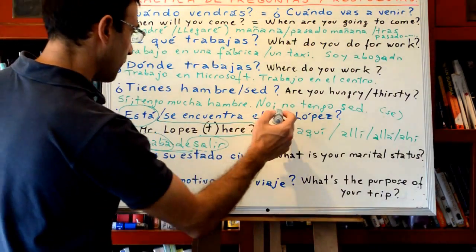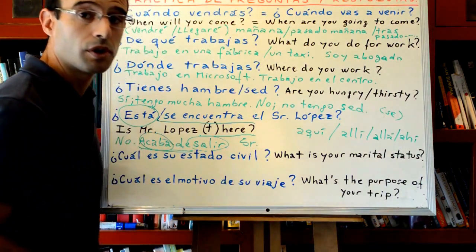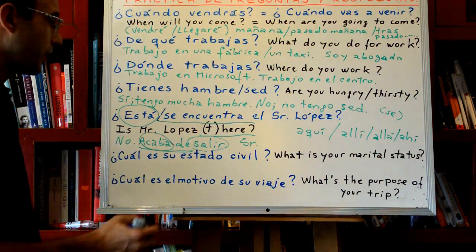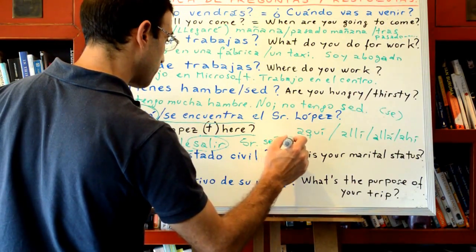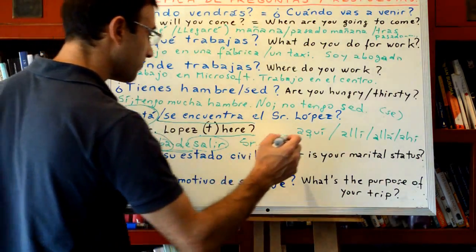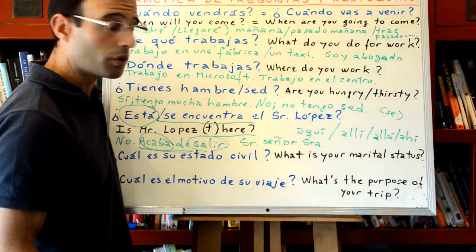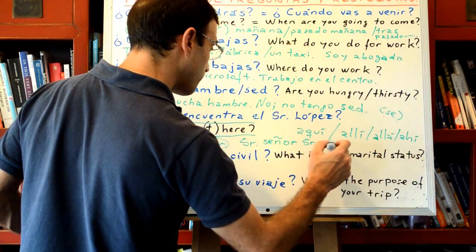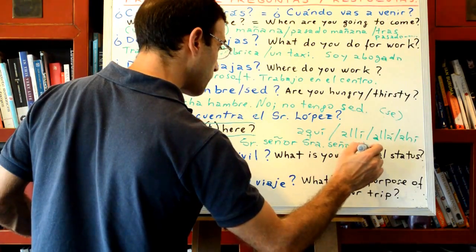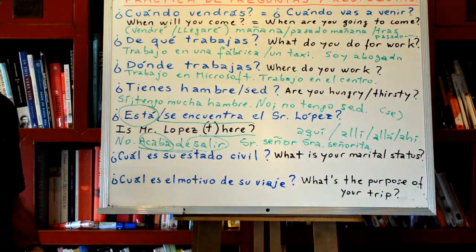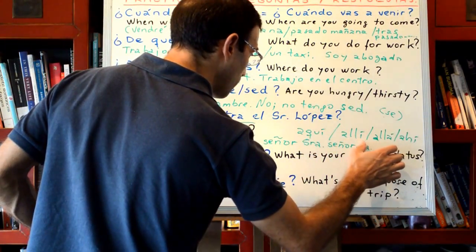One more thing. Sr., as you may know, is a short form for señor, right? Señor, which means Mr., right? And Sra. is a short form for señora. Señorita, the abbreviation. Sorry, I made a mistake. For señora.